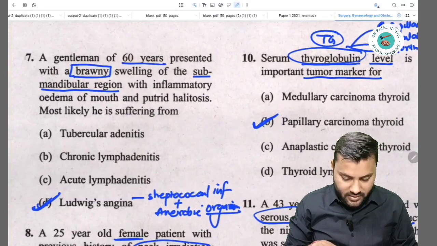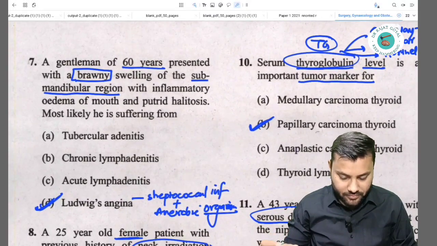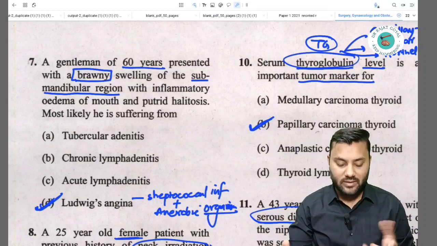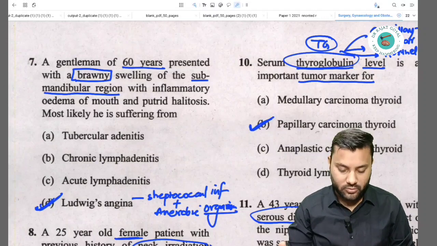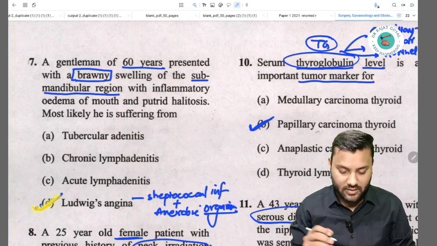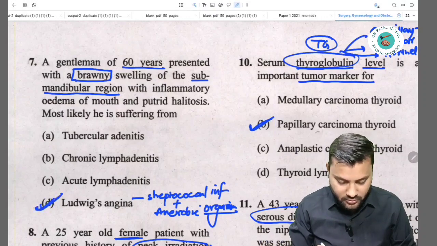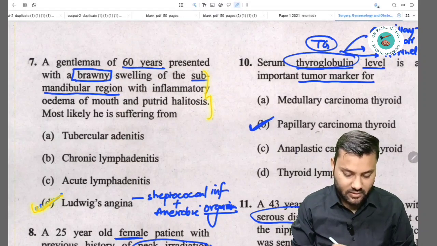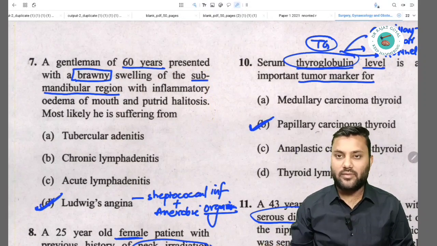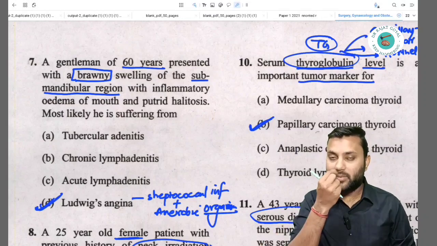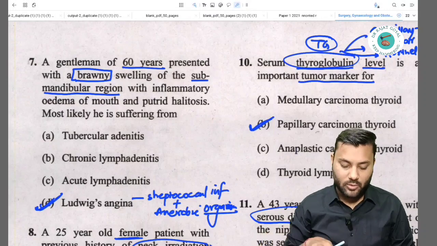A gentleman of 60 years presents with brownish swelling of the submandibular region. Whenever there is swelling of the submandibular region, there are only a few differential diagnoses, and when it is given as a brownish swelling, we can directly say that it is Ludwig angina. Also in the question, inflammatory edema of the mouth with putrid halitosis is given. All these are features of Ludwig angina. Whenever brownish swelling of the submandibular region is given, we can directly go for Ludwig angina, and it is a streptococcal infection, or it may also be associated with anaerobic organisms.